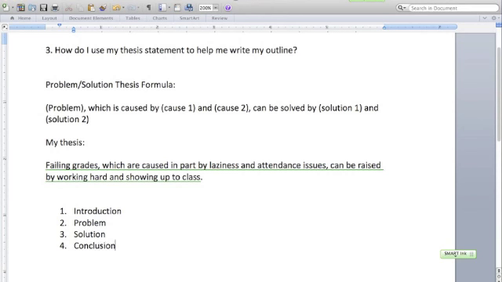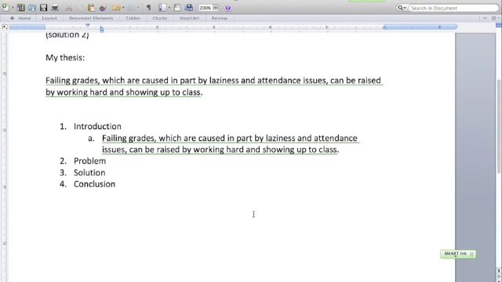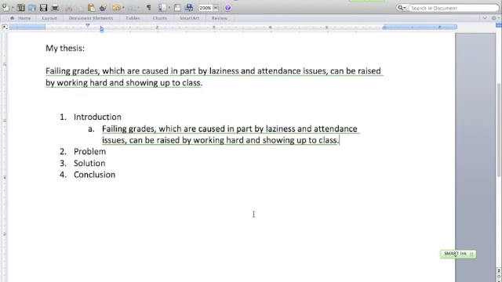Okay, there, my entire first level of my outline is done. All right, to start off my second level, under introduction, I want to copy my thesis and paste it in the second level of the introduction. So I'll push enter, tab over there. There's my thesis in the second level of the introduction.